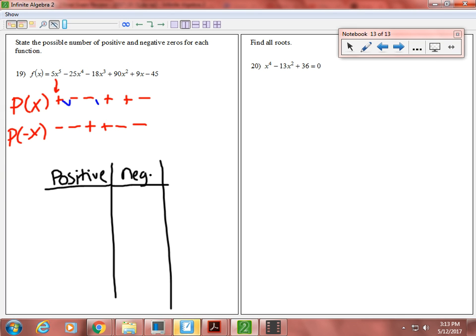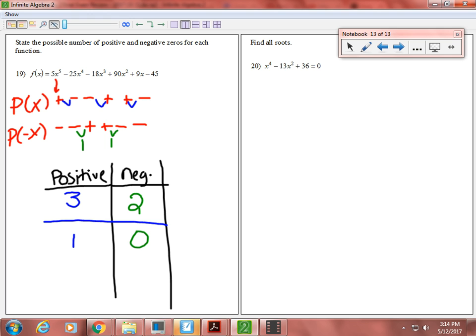So here I have 1 sign change, 2 sign changes, 3 sign changes. So I could have 3 positives, and remember they come in pairs, so I could have 3 or I could have 1. Now I go to my negatives. Here's 1, here's 1. So I could have 2 or I could have 0. Again, I could have had imaginary roots, but they didn't ask for that. It just asked for positive and negative ones.